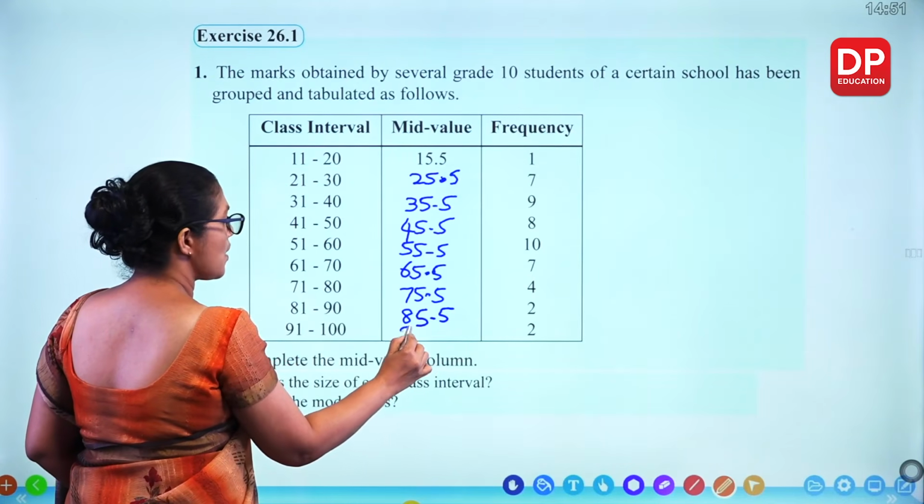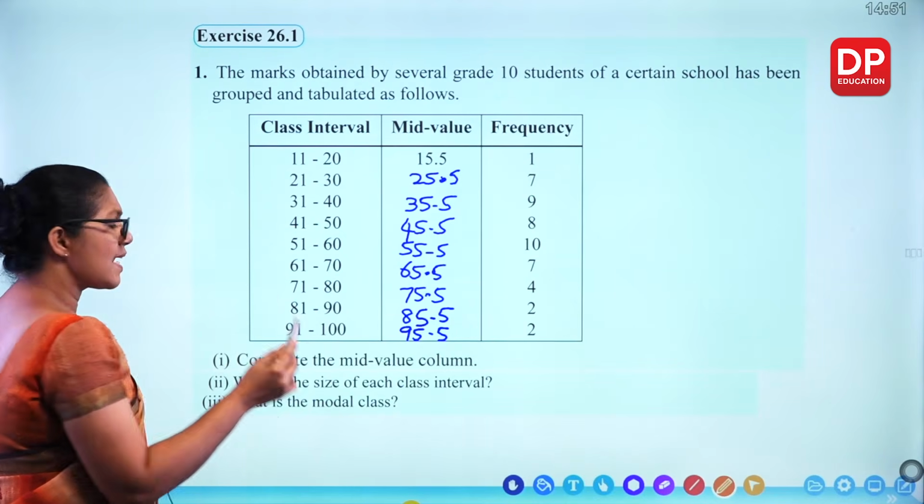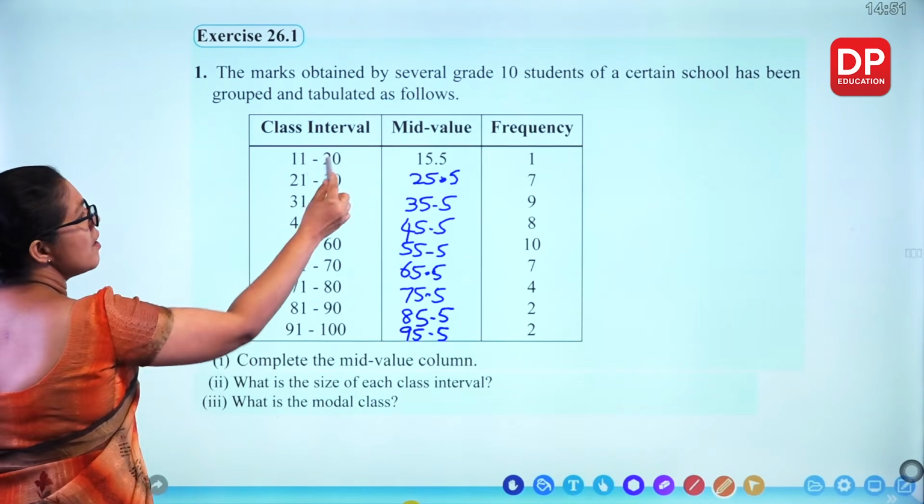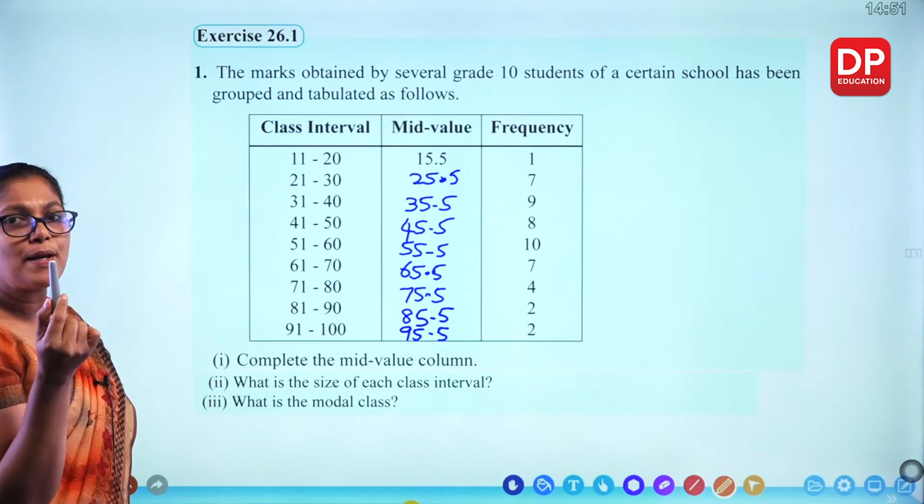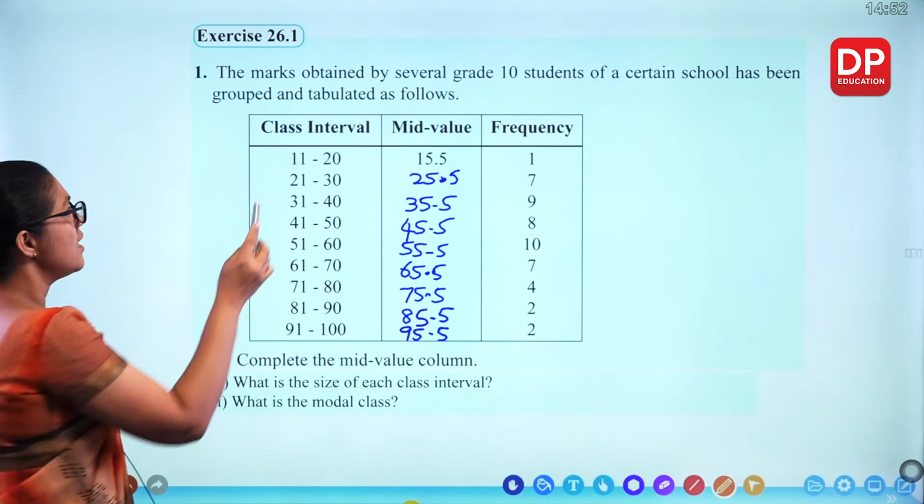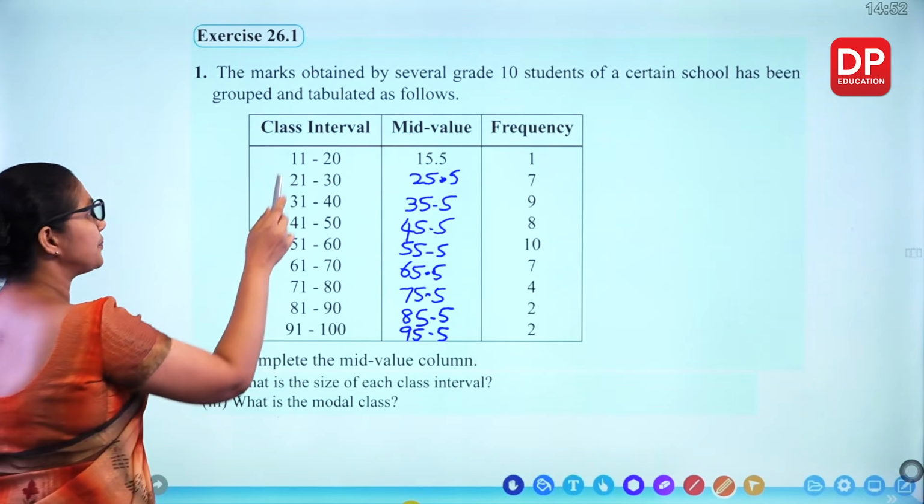85.5 and the last one is 95.5. Those are the mid values. What is the class size? I told you, these are limits. There's a gap in between. So how do you find out? Subtract and add 1.